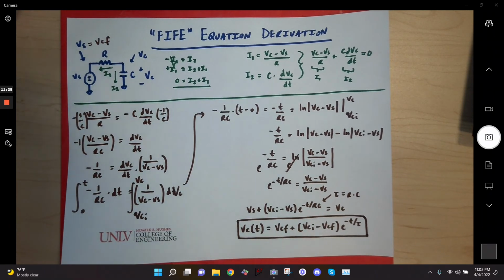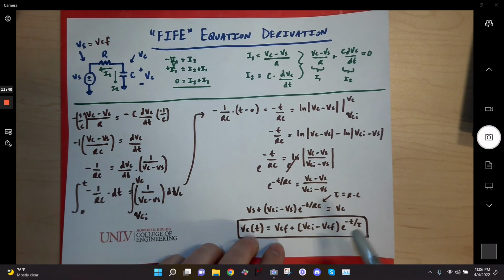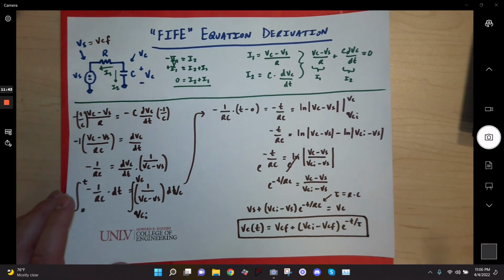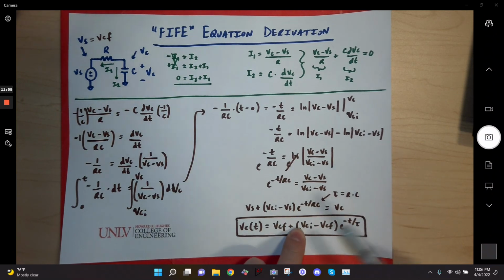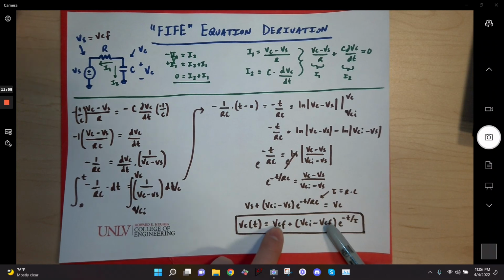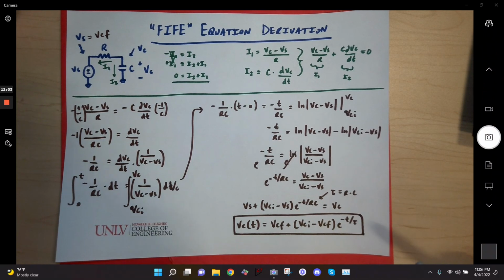Remember that for the typical charging equation, when we charge from 0 to some value, we set VCF as our final value, and VCI is 0 because we're starting at a discharged value, and we get our charging equation that we've seen already, which will be VCF times 1 minus e to the minus t over tau. And if we're discharging, we set VCI equal to whatever our capacitor is charged to, and VCF equal to 0, and those VCF terms go to 0, and we get our discharging equation.